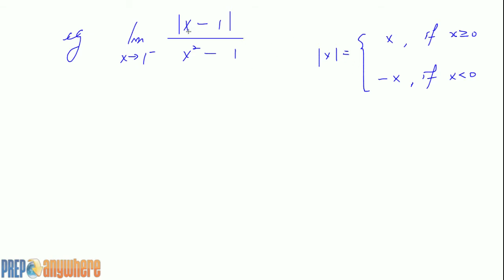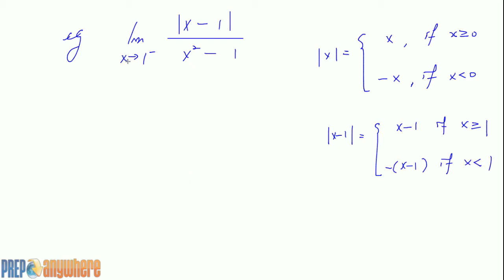Okay, so the absolute value of x minus 1, again, it will do nothing to the x minus 1 if x minus 1 is positive. When is x minus 1 positive? When x is greater than or equal to 1. It will multiply the x minus 1 by -1 if x is less than 1.